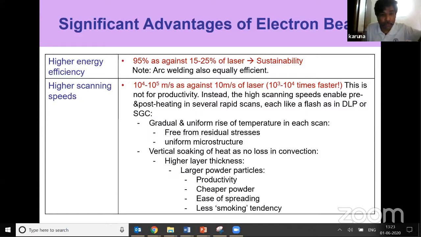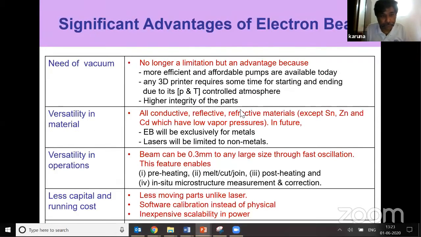So when you have a loose powder and the powder becomes hot and it's also charged, then the subsequent particles, the neighbors, repel each other because each particle is loaded with several electrons and the electrons repel each other. That leads to an explosion. Okay. So when you use larger particles, the tendency for explosion is very less. So this is another reason why this high scanning speed is useful.